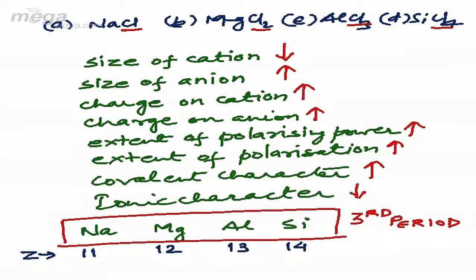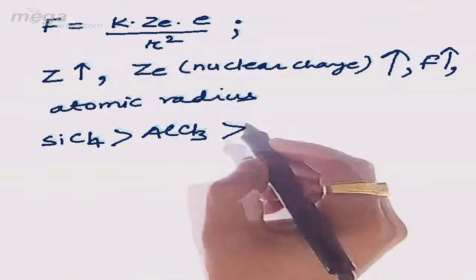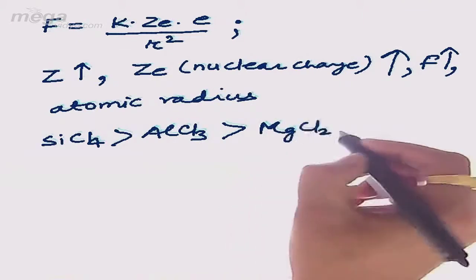So due to the smallest size, SiCl4 will have the maximum covalent character, then we will have AlCl3, then we will have MgCl2, and then NaCl.